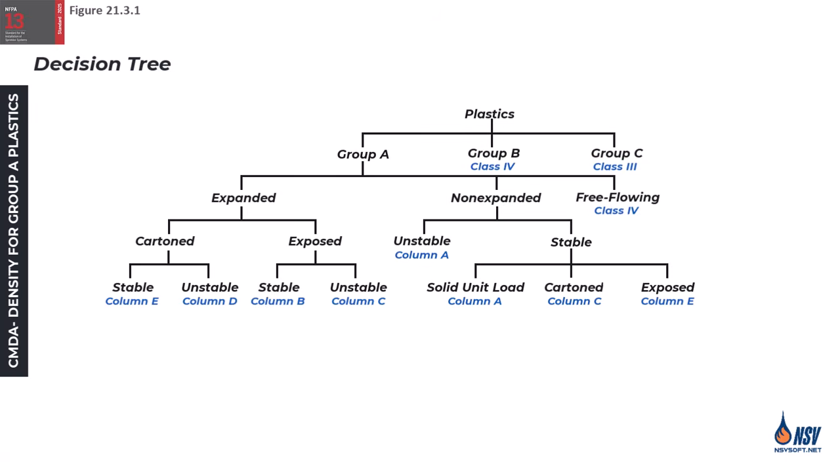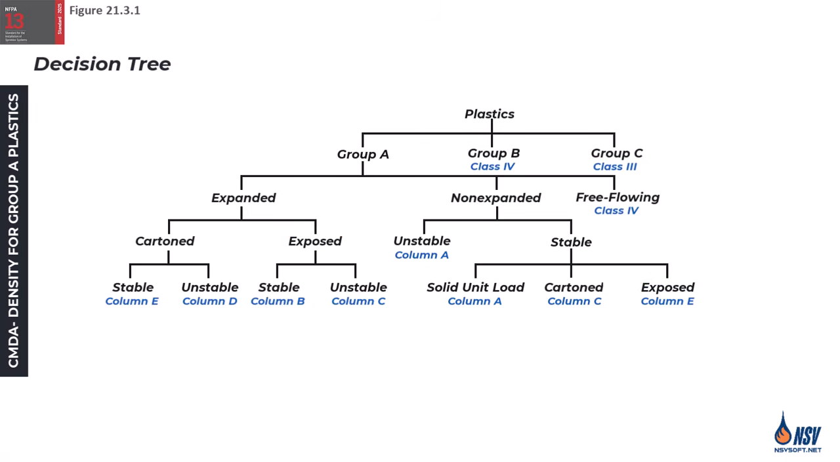To achieve fire control for plastics, we utilize the NFPA 13 decision tree. Navigating this systematic chart allows us to accurately determine our minimum required design density. We have already covered many of these terms in our commodity classes videos. For example, we know that protecting Group B or free-flowing Group A plastics is treated similarly to Class 4 and Group C is similar to Class 3. We also previously defined expanded and non-expanded plastics, as well as cartoned and exposed configurations.